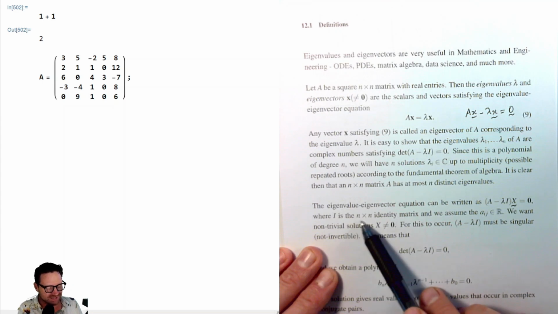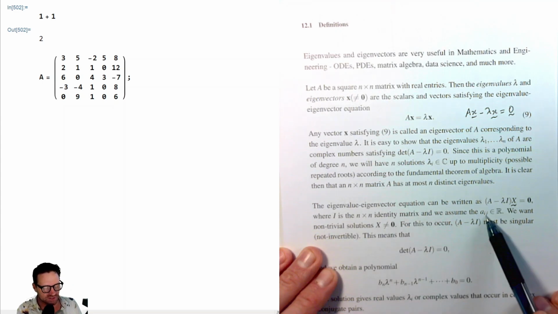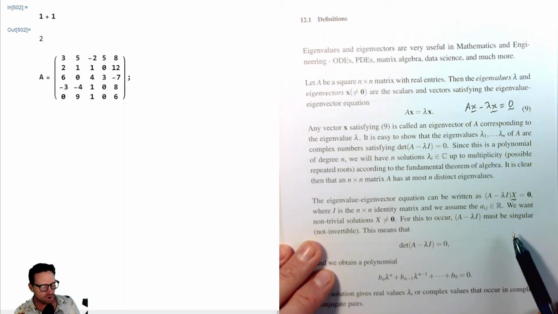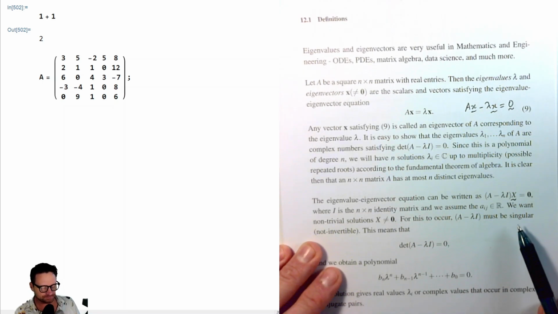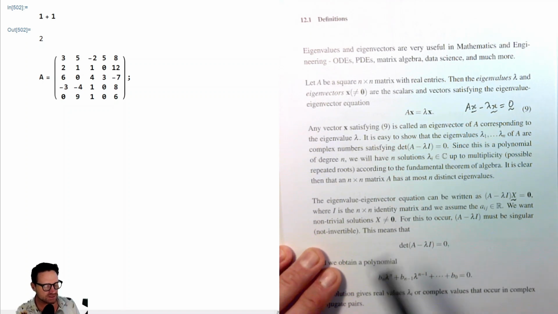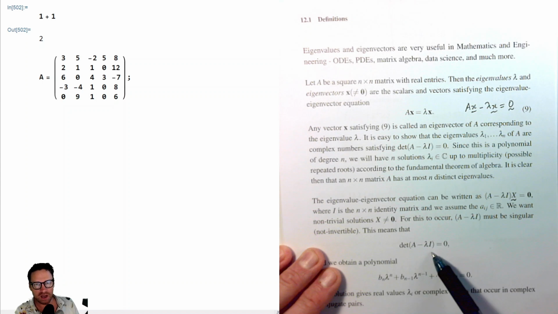So uppercase I is the n by n identity matrix, and we assume that the entries of A are real numbers. We want non-trivial solutions, and so for this to occur, A minus lambda I must be singular, so not invertible, meaning that the determinant of A minus lambda I is 0.